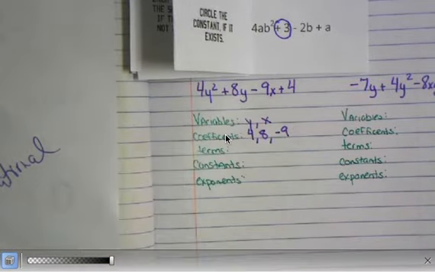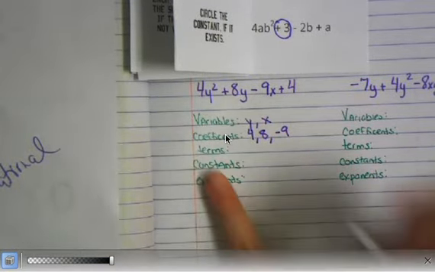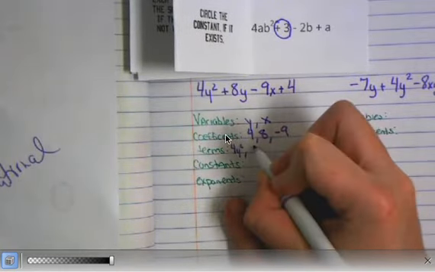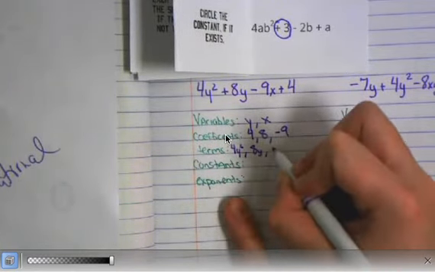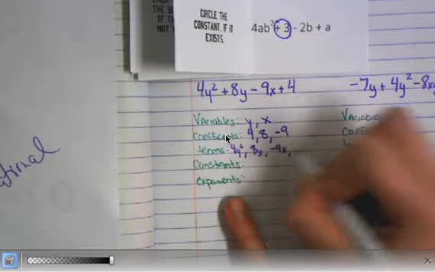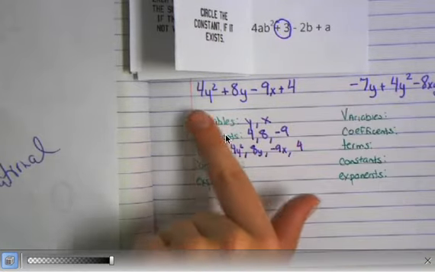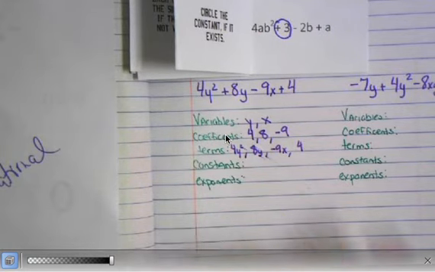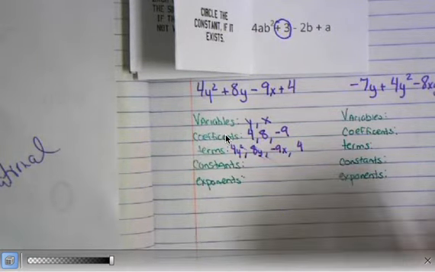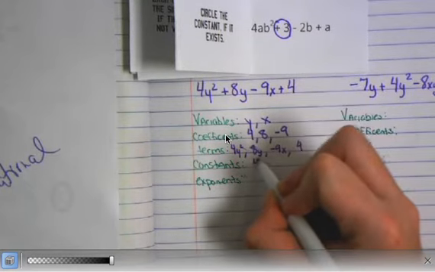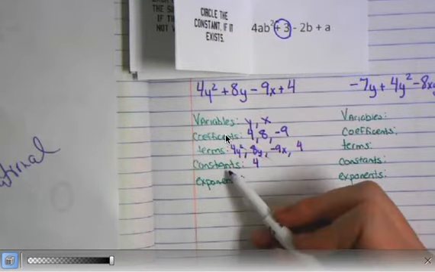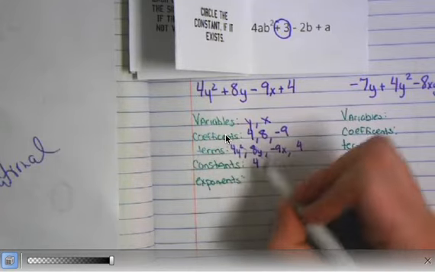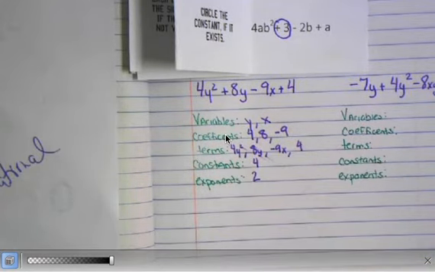Subtracting and negative are the same things. Terms, we have 4y squared, comma, 8y, comma, -9x, comma, and 4. You're rewriting everything with commas and just bringing the signs. You don't have to write plus. Constants, there's only one, and that's going to be just 4. Remember, a constant is a term that has no letter attached, and my highest exponent is 2.